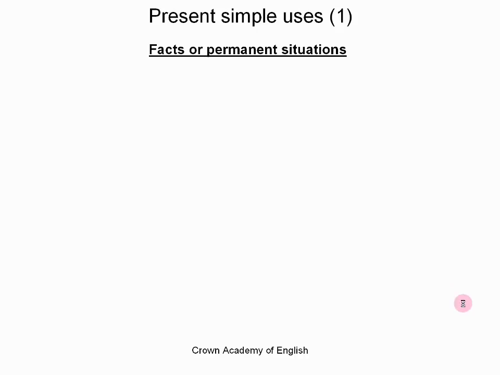So, some uses now. We've looked at the grammar, we've looked at the actual spelling, pronunciation, and forms of the present simple tense. We're now going to look at when we use the present simple tense. The main one is when we are describing a fact or some situation which happens all the time. So a permanent situation, something that happens regularly. Let's have an example.